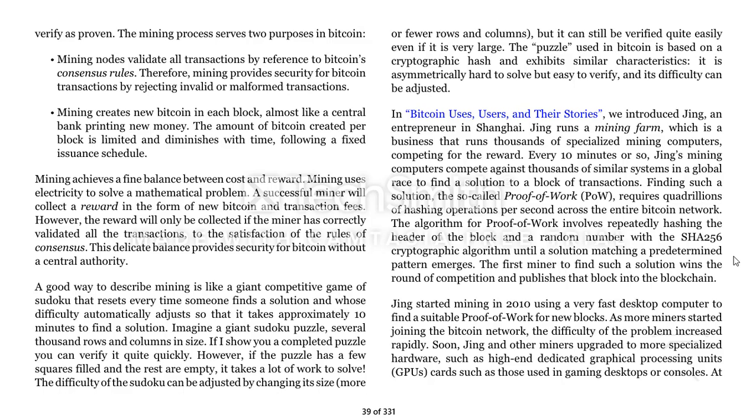Jing started mining in 2010 using a very fast desktop computer to find a suitable proof of work for new blocks. As more miners started joining the Bitcoin network, the difficulty of the problem increased rapidly. Soon, Jing and other miners upgraded to more specialized hardware, such as high-end dedicated graphical processing units, GPUs, cards such as those used in gaming desktops or consoles. At the time of this writing, the difficulty is so high that it is profitable only to mine with application-specific integrated circuits, ASIC, essentially hundreds of mining algorithms printed in hardware, running in parallel on a single silicon chip.